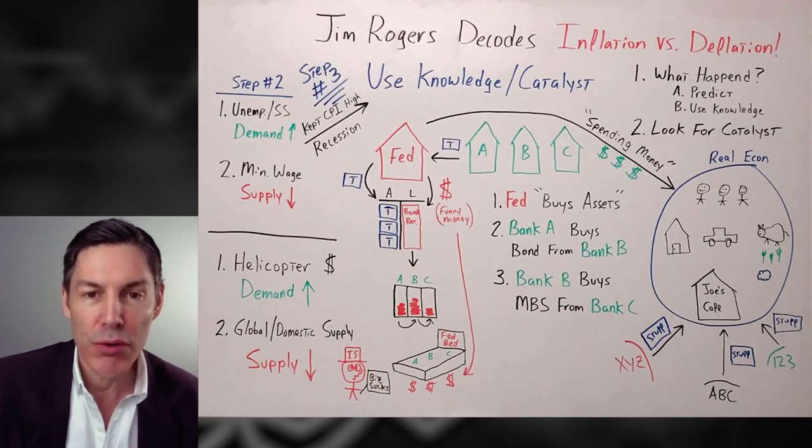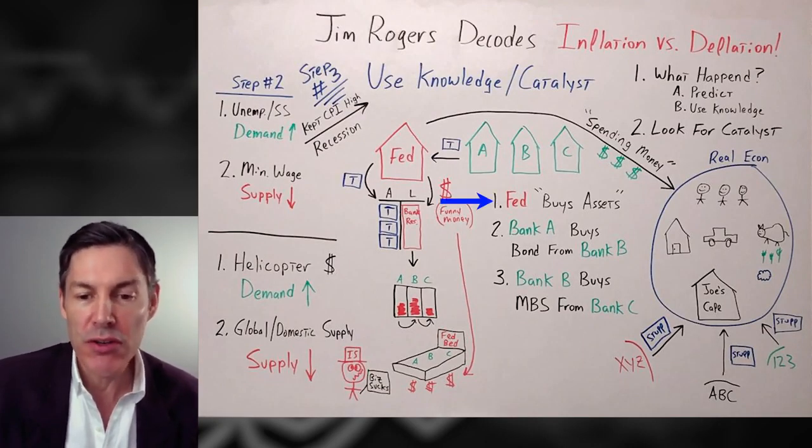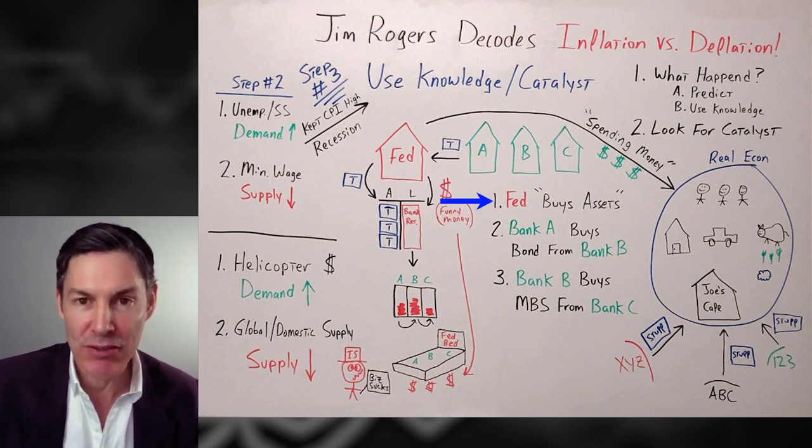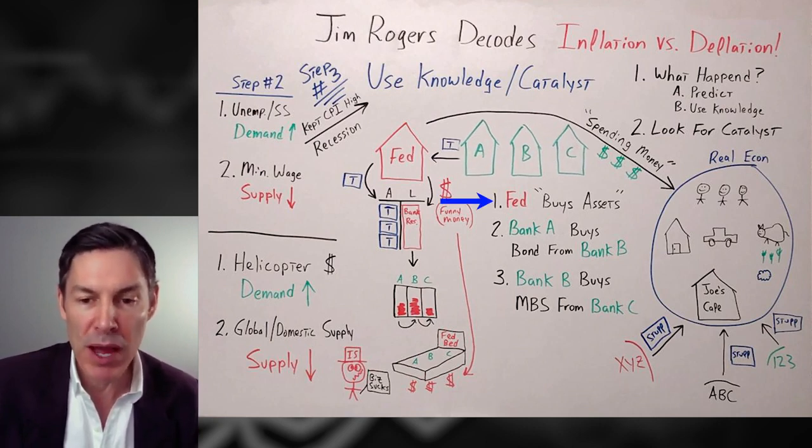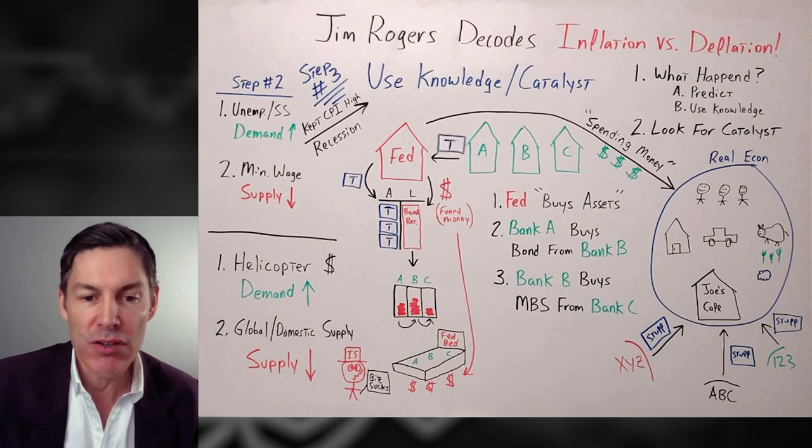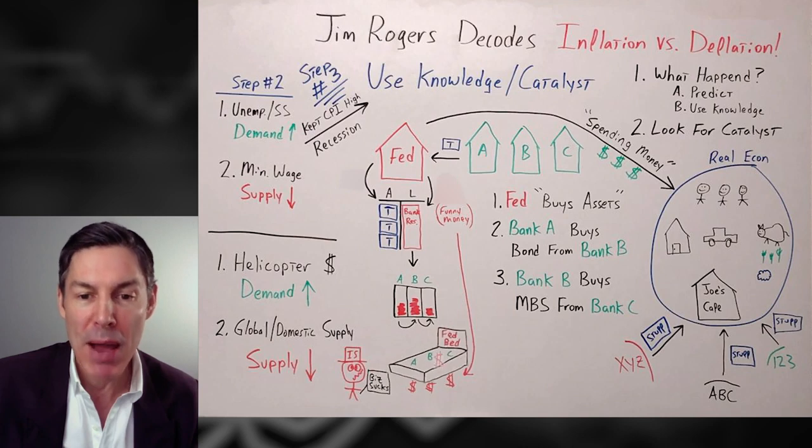Because let's go through 3 different scenarios. So the Fed buys assets or treasuries from one of the banks. We just discussed that. The treasuries go to the Fed onto their balance sheet. The funny money goes under the Fed's mattress.